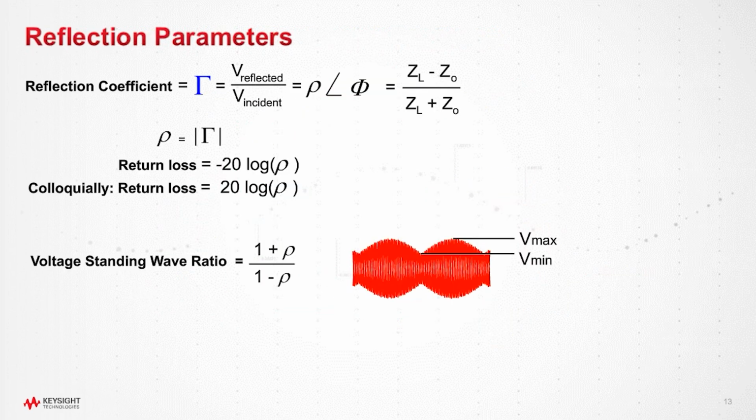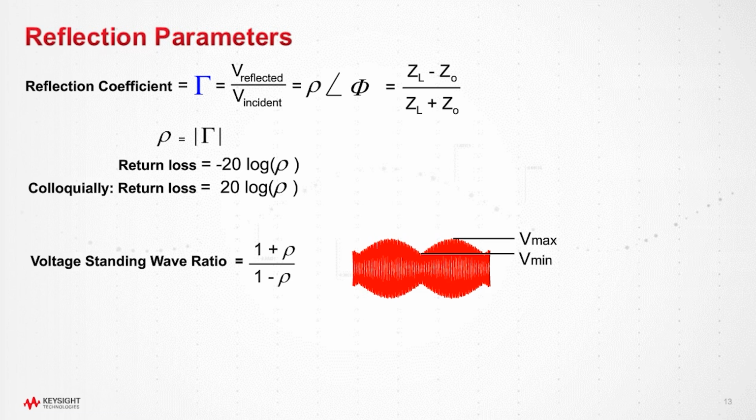Let's look at how the reflection parameters relate to the impedances we were just talking about. So we call the reflection coefficient gamma, and gamma is a complex number with a magnitude of gamma rho and a phase of gamma phi. And you can see it's directly related to the impedances. ZL is the impedance of the load, and Z naught is the impedance of the transmission line. And return loss comes from the magnitude of the reflection. And return loss is calculated as minus 20 log of the reflection coefficient.